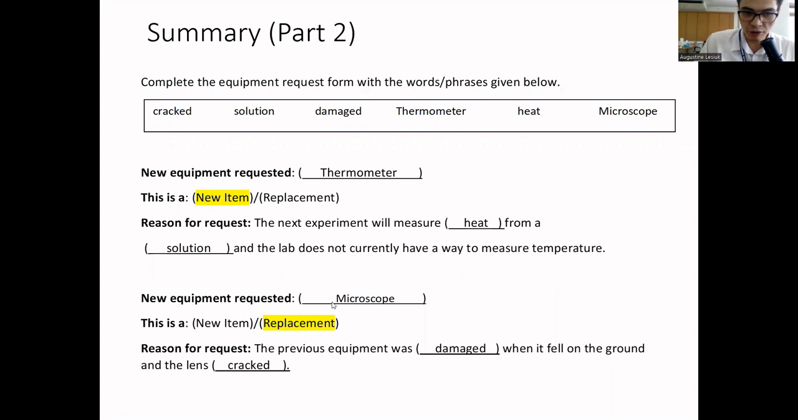Next, new equipment requested, microscope. This is a replacement. The reason for request, the previous equipment was damaged when it fell on the ground and the lens cracked. So because this time the previous equipment was damaged due to an accident when it fell on the ground, they need to replace it. They need to replace the old equipment with a new one. So they replaced an old microscope with a new microscope. So we write this is a replacement. Okay, those are the answers. And that's it for the writing segment.